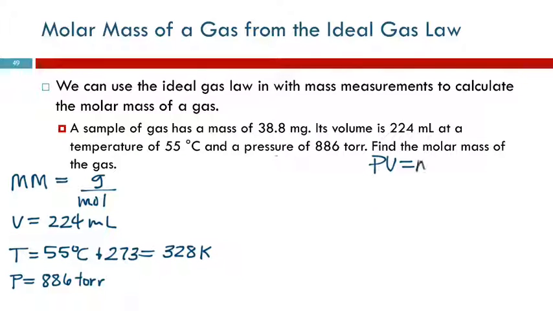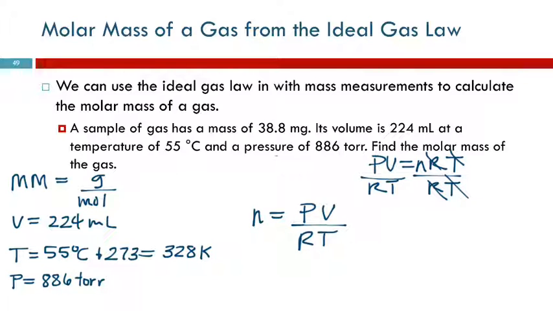PV equals nRT. So we want to solve for n. We're going to divide by R and T. n equals PV over RT. I don't have enough room on this slide. R equals 0.0821 liter atmospheres per mole Kelvin. We need to make sure that our units match up with the units on the ideal gas constant.